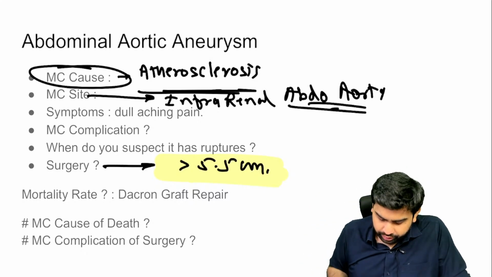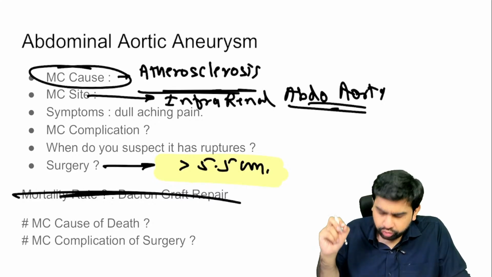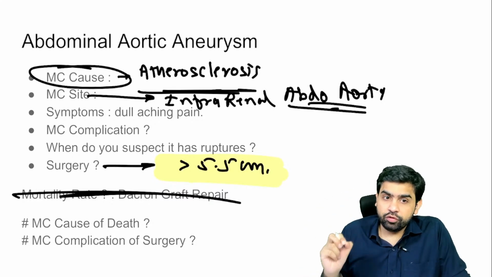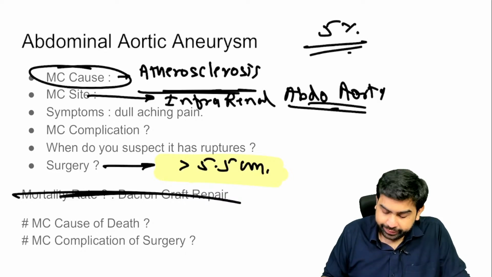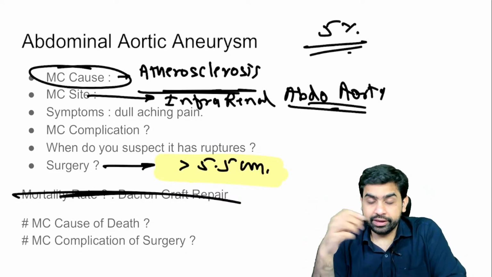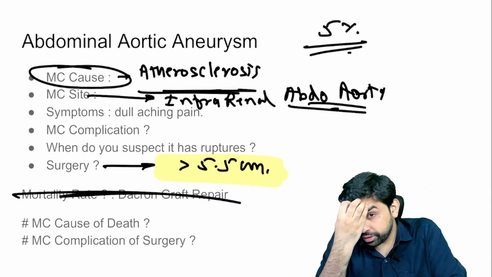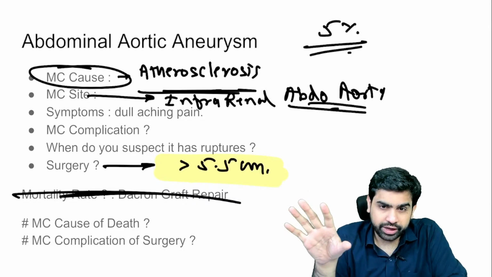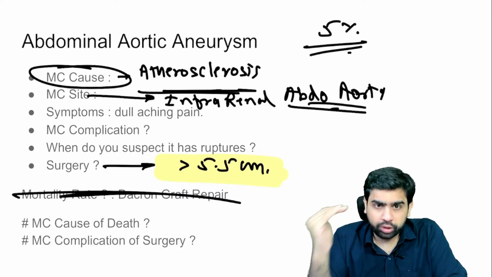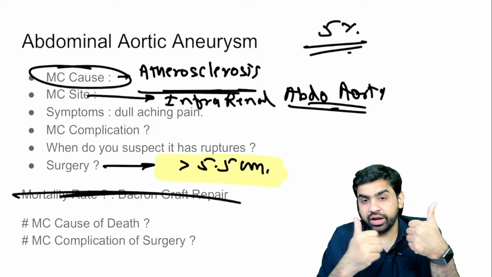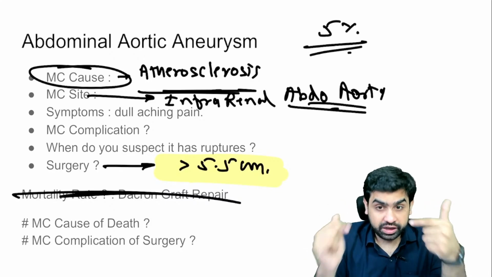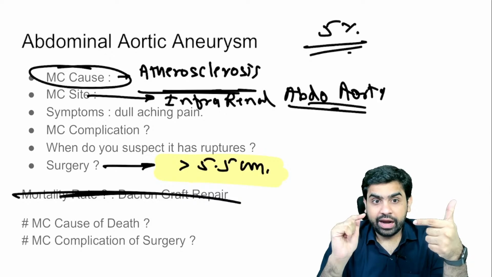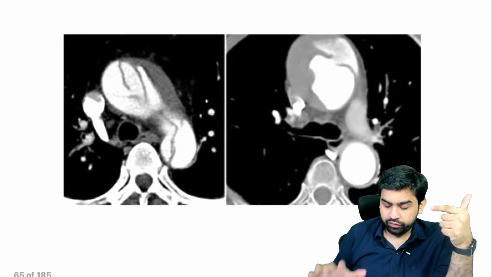Even after you do the surgery, even if it is an elective surgery, there is a 5% risk of mortality. In the emergency surgery, there is around 50% risk, but these are just numbers. Let's not get carried away by these things. The important things to understand are: most common site, infrarenal abdominal aorta, and the size at which you operate, 5.5 centimeters.